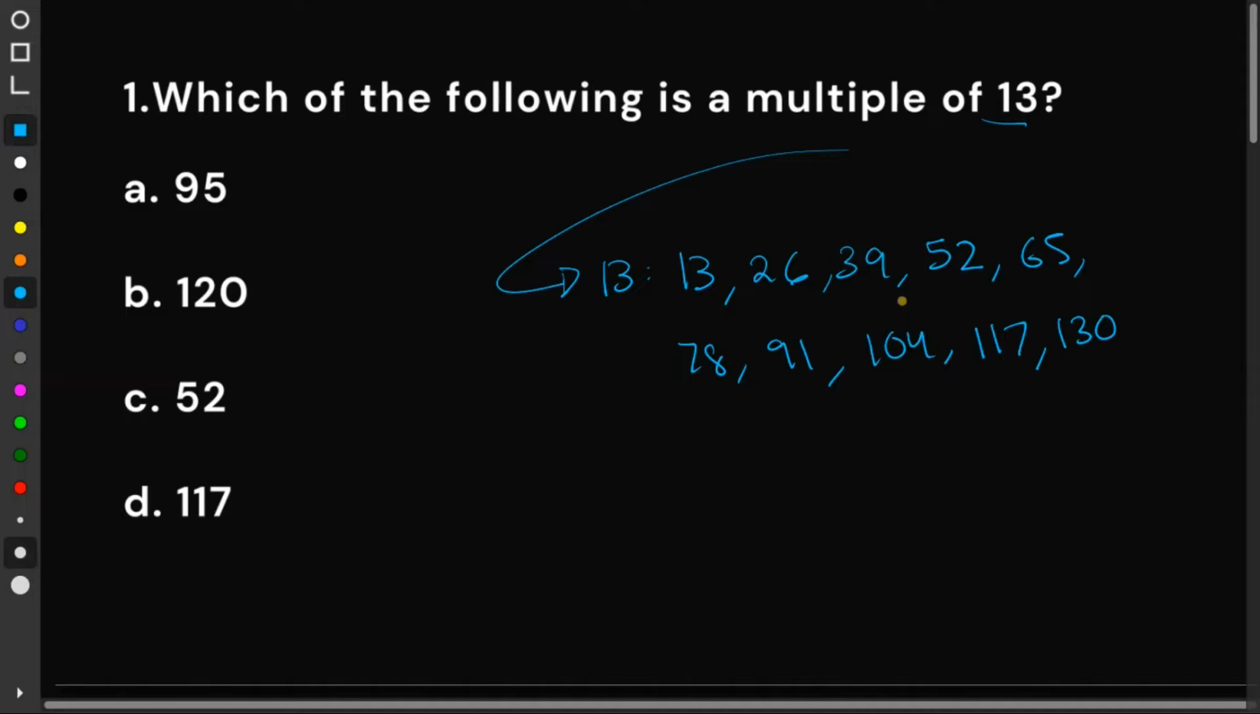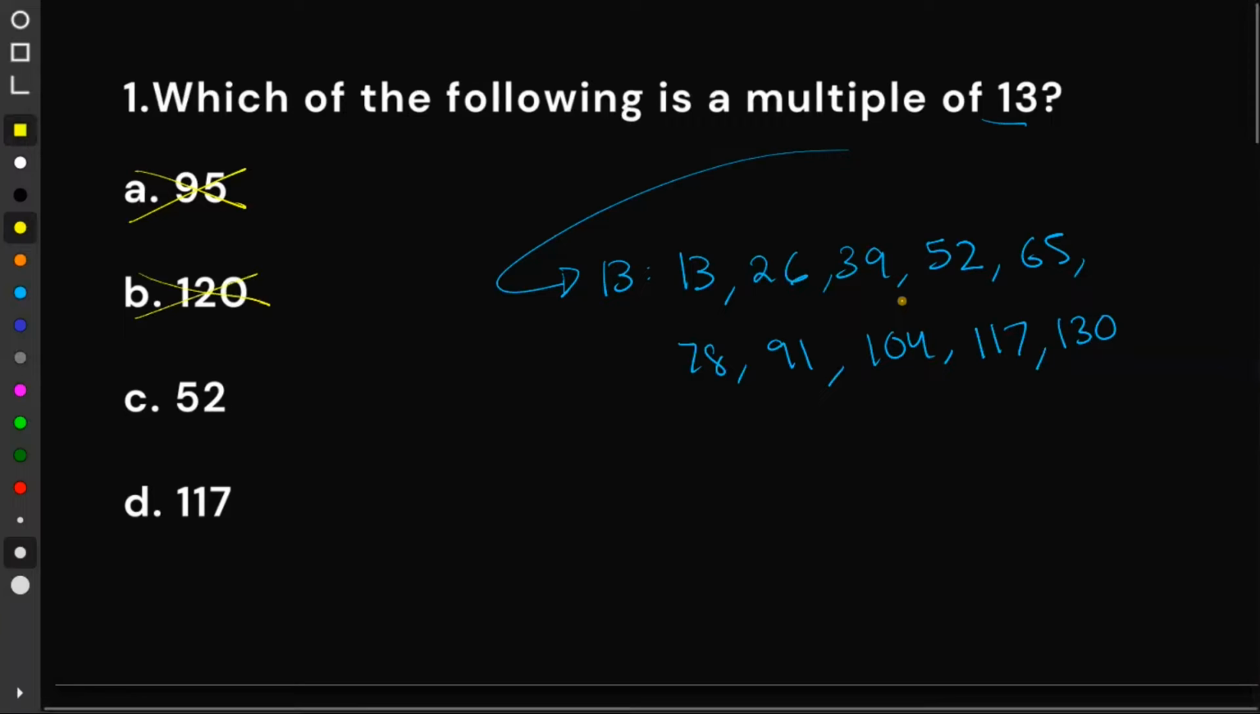Now we stopped at 130 since our largest number here is 120, which means that if 120 is a multiple of 13, then it must be in this interval from 13 to 130. So let's start checking. For 95, clearly it is not in the multiples of 13, since if it does, it should be here. But it is not there, so we cross this one out. How about 120? Well, clearly it's again not a multiple of 13, since there's no 120 out here, so cross this one out.